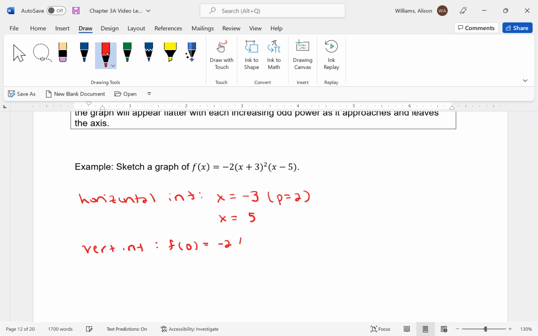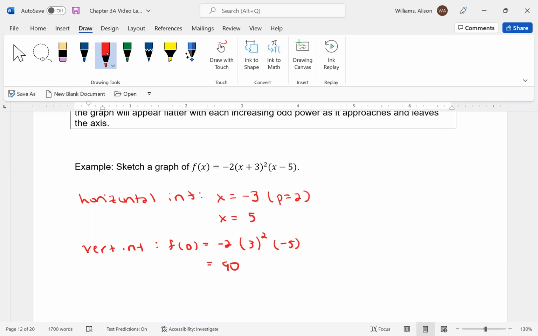And that's going to be -2. So I'm going to skip ahead, rather than showing 0 plus 3, I'm just going to add 0 plus 3. That's going to be a 3 squared. And then 0 minus 5 is going to be -5. Actually, that's going to be kind of a big number. That's going to come out to 90. All right. So the vertical intercept is at 90. So we'll make an adjustment on our graph for that.